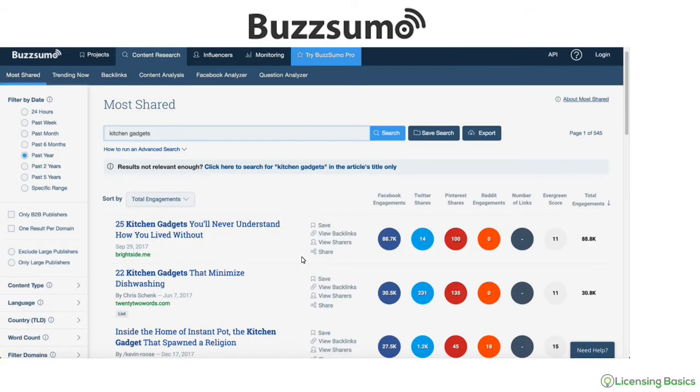BuzzSumo. So BuzzSumo.com. This is a great website to find things that are trending in social media. You can basically look up a keyword or a phrase, and find out if it's trending in social media. It's got a specific algorithm to decipher how trendy the phrase or word is, but a lot of it's based off shares. For example, Facebook shares, you can find out how many times it's being shared, and that's a pretty good indication of something that's trending.